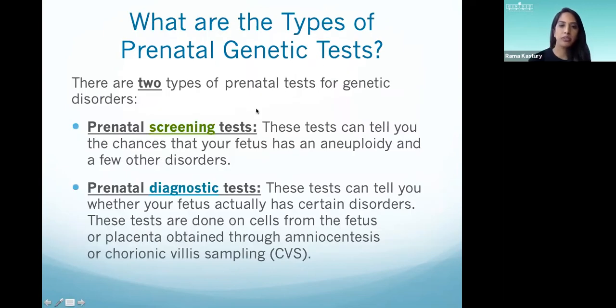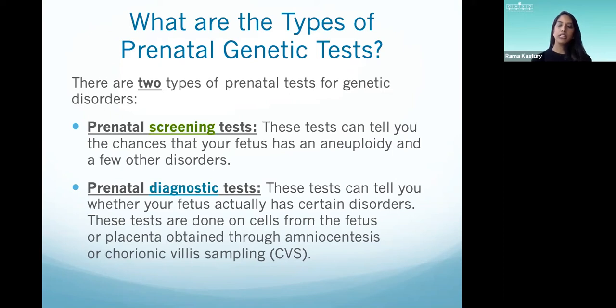Okay, so focusing on prenatal genetic testing, what are the different types of genetic tests that are available for a patient who's pregnant and trying to understand their risk of a genetic disorder? There are 2 types of tests. We like to break the general prenatal genetic tests down into 2 major types. The first type is screening tests.